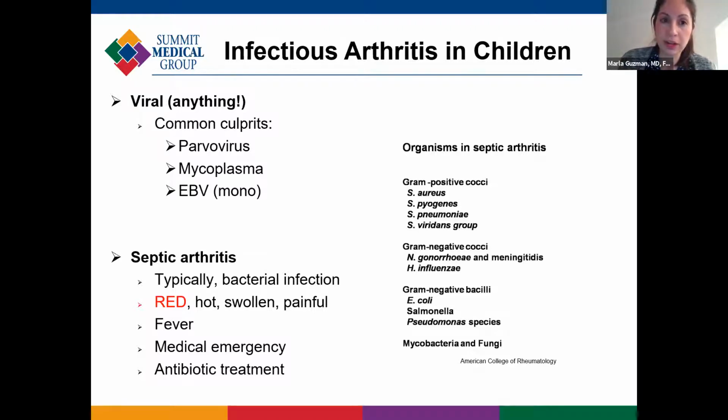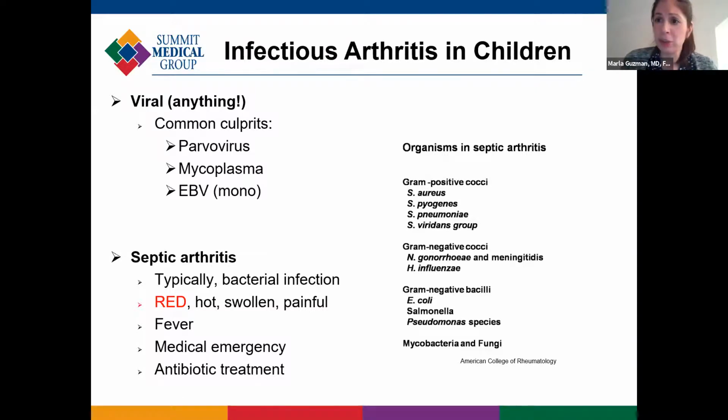Some of the more common viruses that may cause it are parvovirus, which usually presents with upper respiratory symptoms, and classically that slap face rash on the cheeks. Mycoplasma, which technically I guess is more of a bacterial, but we kind of classify it with the viral infections just because it's more common, and it causes a milder arthritis. And this can cause different things such as pneumonia. And then mono or Epstein-Barr virus very frequently can cause arthritis.